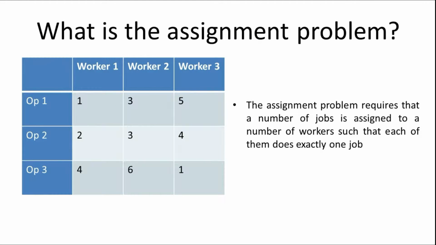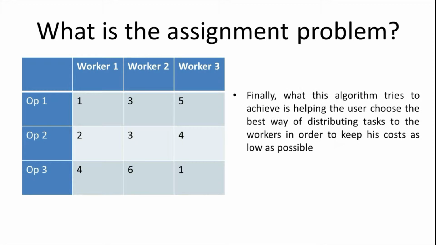The assignment problem requires that a number of jobs is assigned to a number of workers such that each of them does exactly one job. The initial setting of the problem can be represented as a cost matrix, as the one on the left, where each entry shows the cost of that worker doing a specific operation.